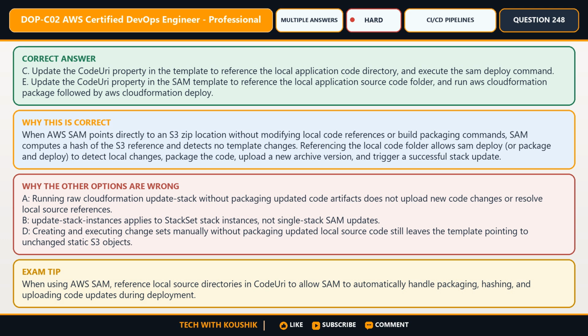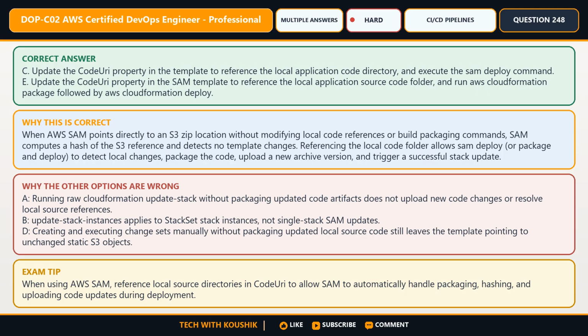A. Running raw CloudFormation update-stack without packaging updated code artifacts does not upload new code changes or resolve local source references. B. Update-stack-instances applies to stack set stack instances, not single stack SAM updates. D. Creating and executing change sets manually without packaging updated local source code still leaves the template pointing to unchanged static S3 objects.